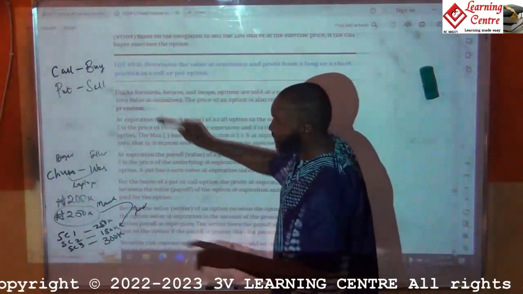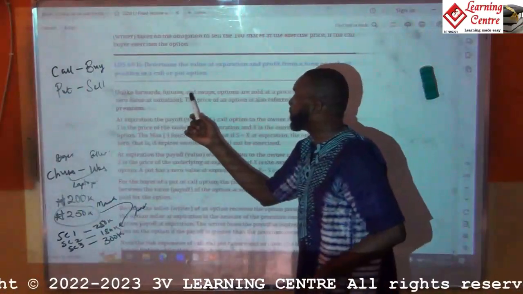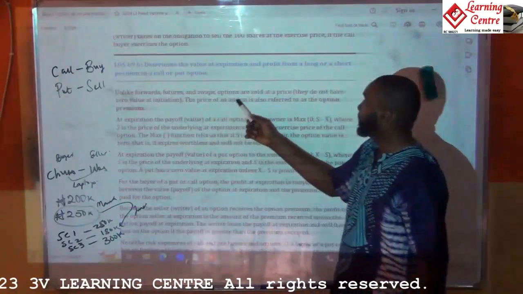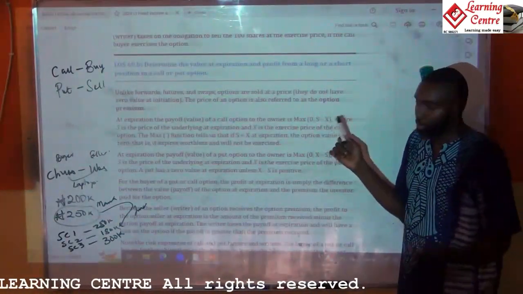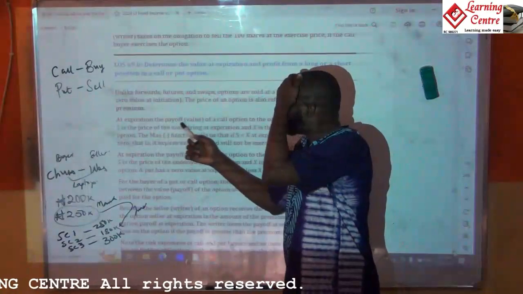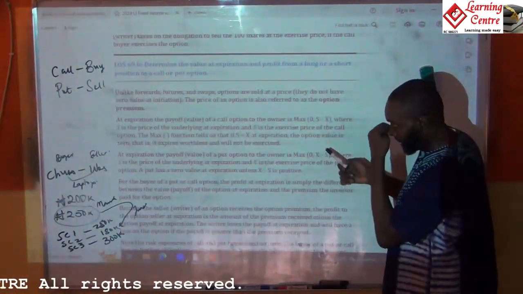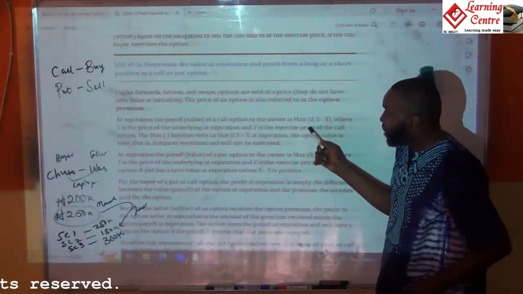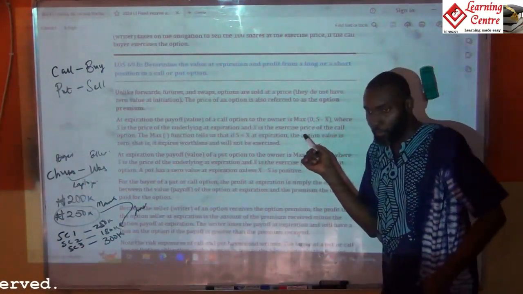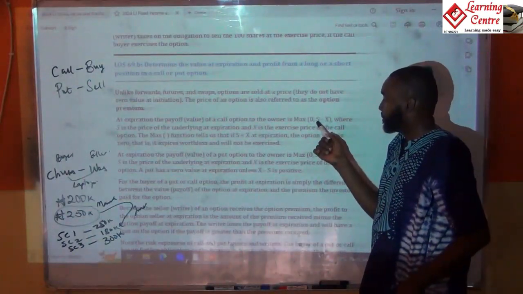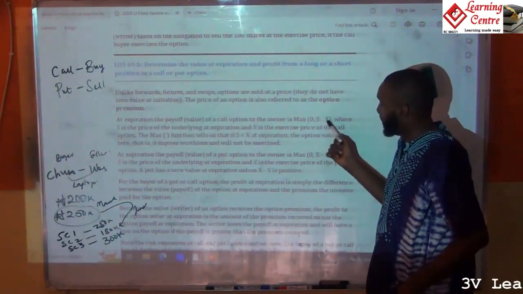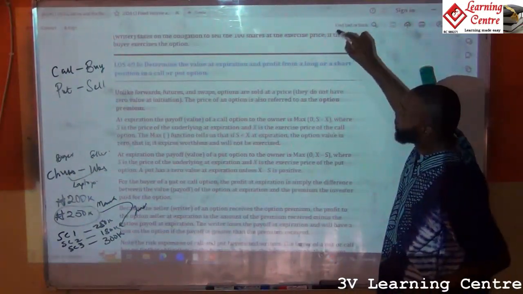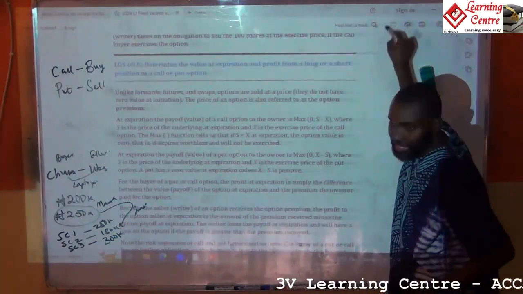So I will answer your question with this. Unlike forwards, futures and swaps, options are sold at a price, they do not have zero value at initiation. The price of the option is also referred to as the option premium, which we have said. At expiration, the payoff of a call option to the owner, the value of the call option is a maximum of 0 or the underlying value minus the exercise price. So what that means is, you see this now, that 2 minus 5 that will give you minus, it will not exist.